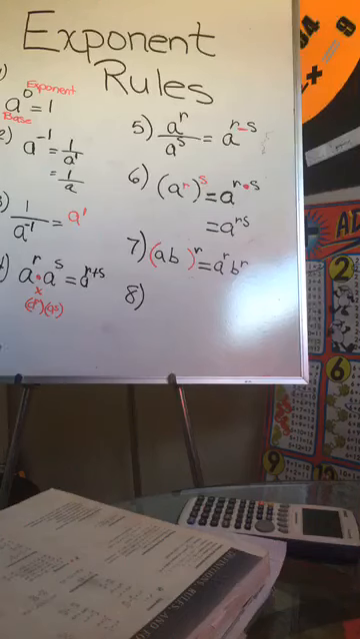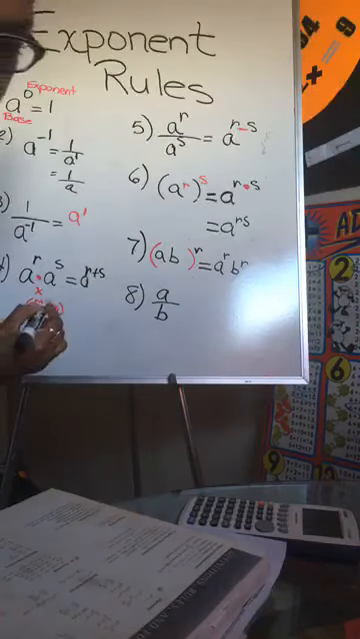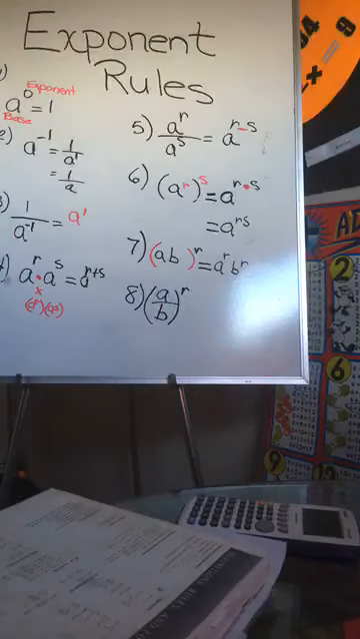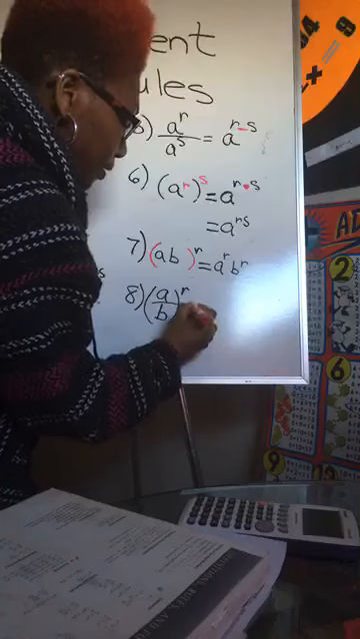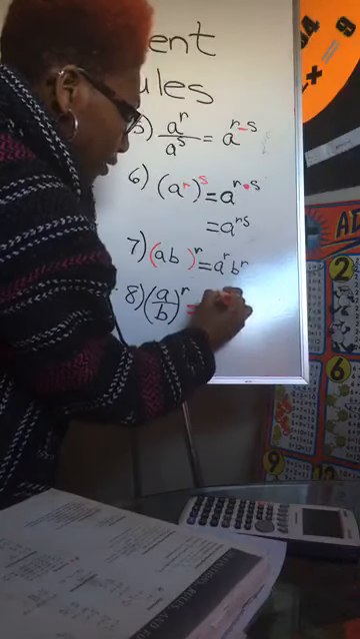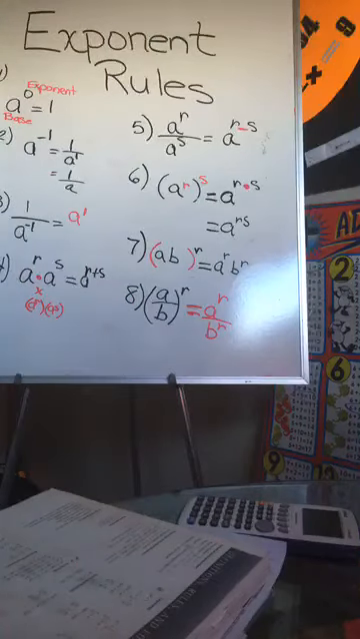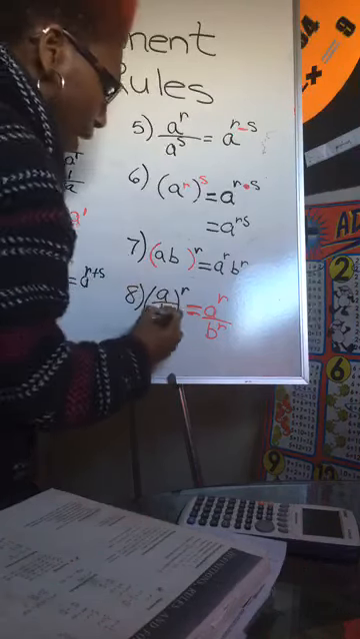Okay, so the 8th exponent rule is if you have A divided by B, and it's in parentheses, and you raise it to the R. So now if you are catching on to the pattern, you would have A to the R divided by B to the R. Okay? So let's just put some numbers in there, and you can see how to do that.